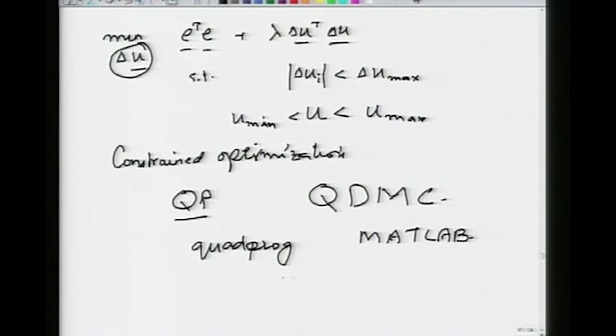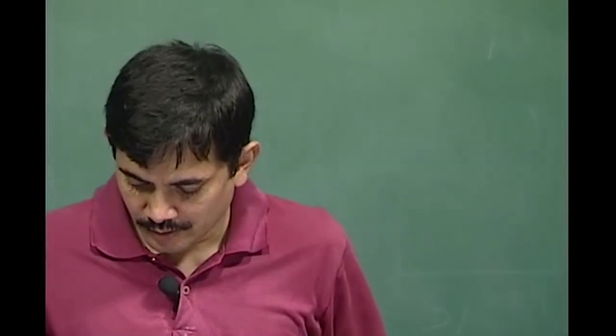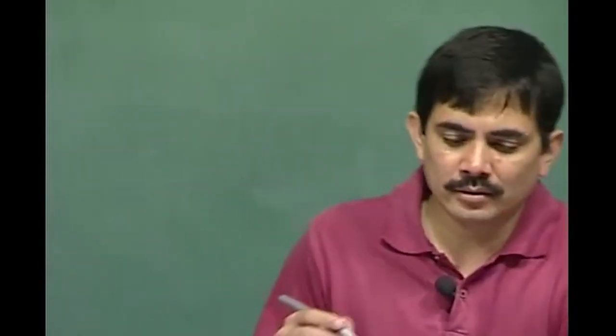Now, whether it is a quadratic program or an unconstrained DMC, I have calculated my delta u, and delta u is actually the small step that I should take right now, the small step that I should take in the next time instant, and so on till delta u m.